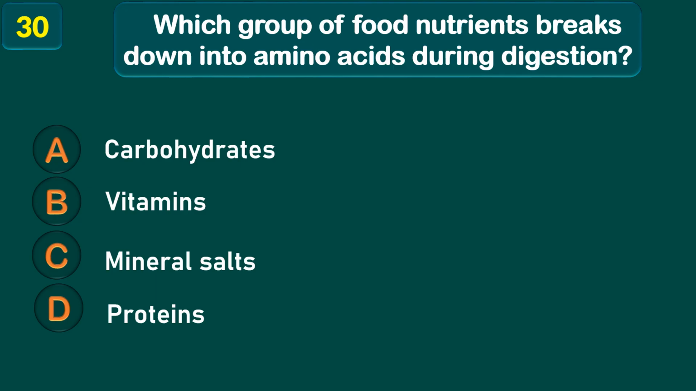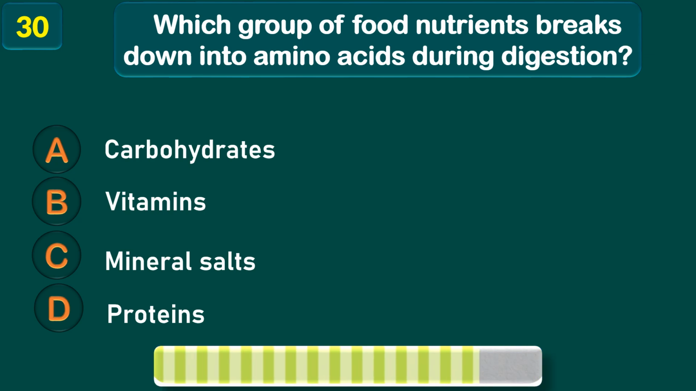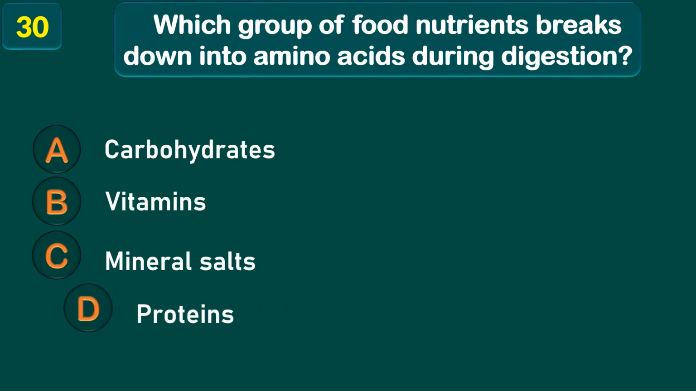Which group of food nutrients breaks down into amino acids during digestion? A. carbohydrates, B. vitamins, C. mineral salts, D. proteins. Answer: D. proteins.